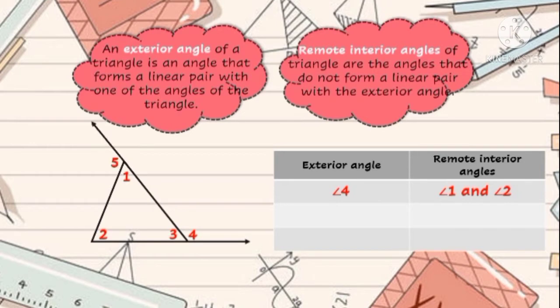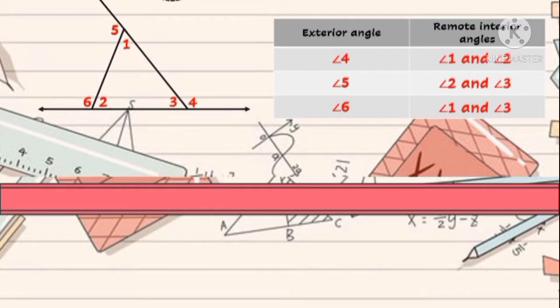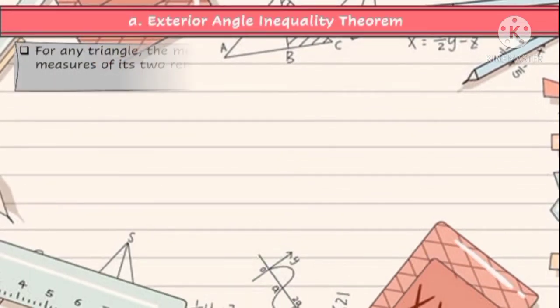Another, kung ang side nito ang mag-extend, ang exterior angle ay angle 5. Ang mga remote interior angles nito ay angles 2 and 3. Next, kung ang side naman nito ay mag-extend sa kaliwa, ang exterior angle ay angle 6. Ang mga remote interior angles nito ay 1 and 3.